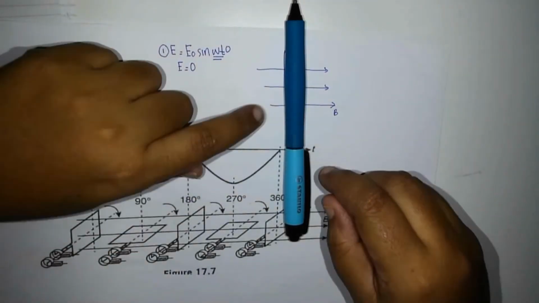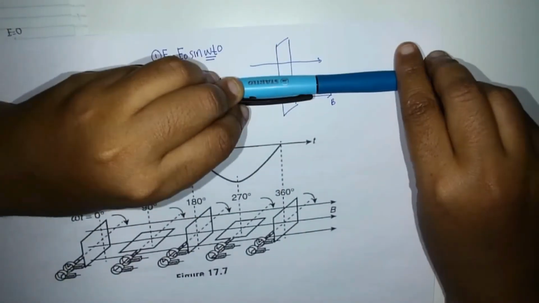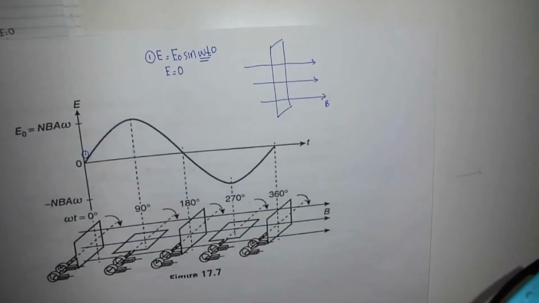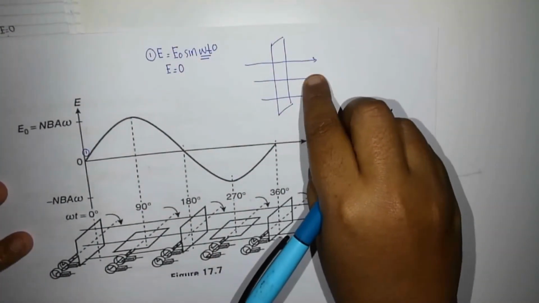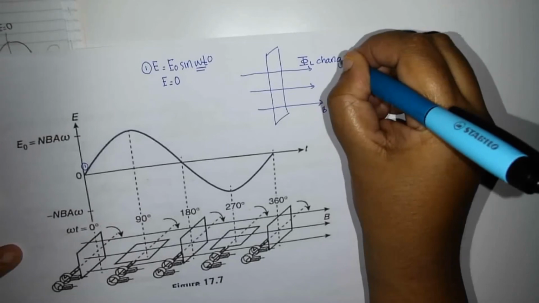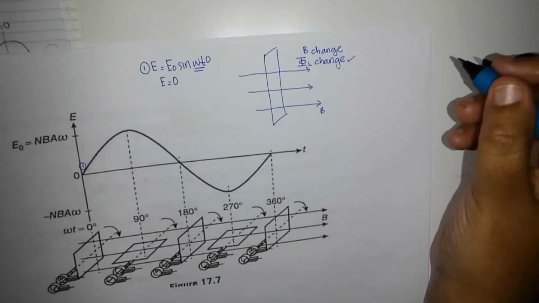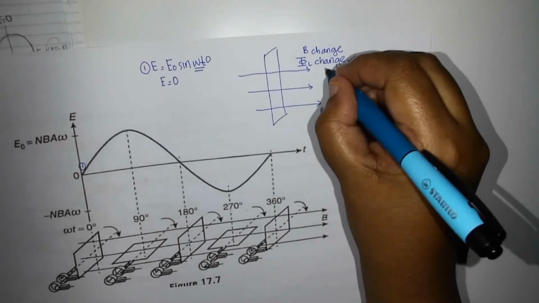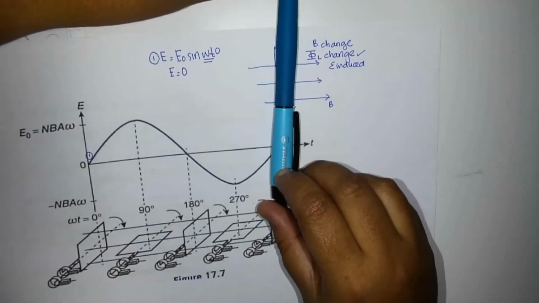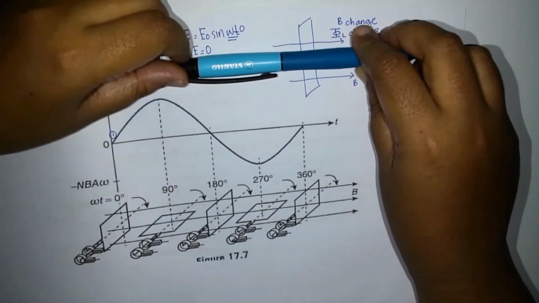Now the coil cuts through. It moves from this position to 90 degrees, so it's cutting through the field. When it cuts through the field, EMF is induced, because the magnetic field changes, and then the magnetic flux linkage changes. When the magnetic flux linkage changes, EMF will start to be induced, so EMF will start to increase. It will increase its value until it reaches maximum, at 90 degrees. That is the physics way.